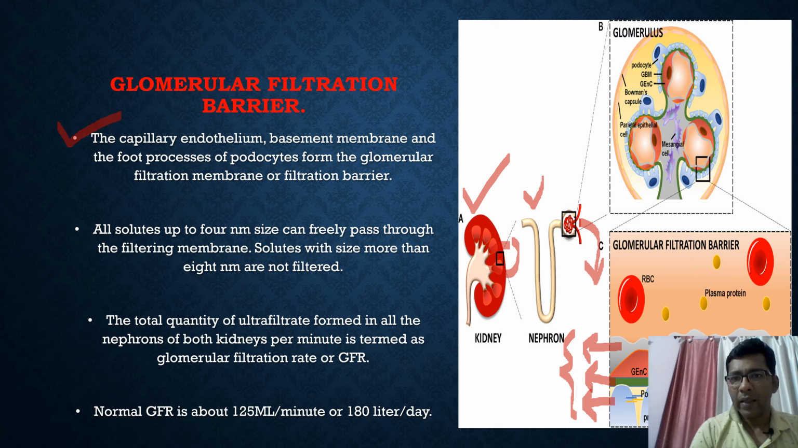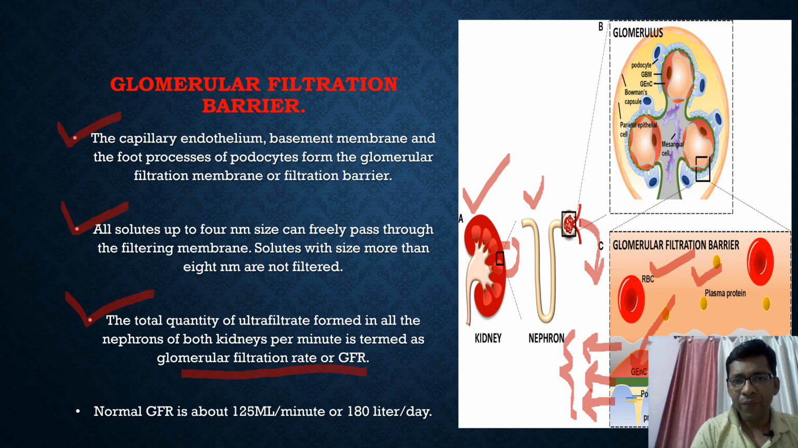So, the RBCs or the plasma proteins or whole blood is coming and gets filtered via these three structures, that is called glomerular filtration. All solutes up to 4 nanometer in size can freely pass through this filtering membrane. Solutes more than 8 nanometer are not filtered. The total quantity of ultrafiltrate formed in all the nephrons of both kidneys per minute is termed as glomerular filtration rate or GFR.